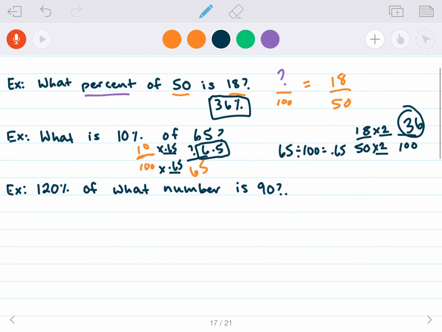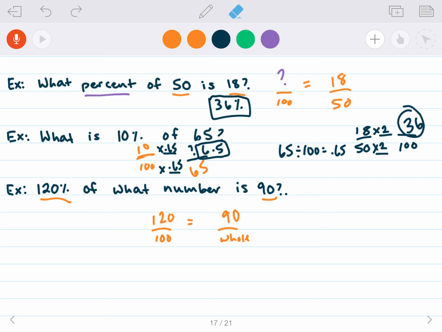All right, let's try this last one. 120% of what number is 90? So again, same setup. Percent out of 100 equals part over whole. So percent is 120, so I'll replace that with 120. After "is" is 90, so that's my part. After "is" is part, after "of" is whole. So we have 90, and we're looking for our whole.